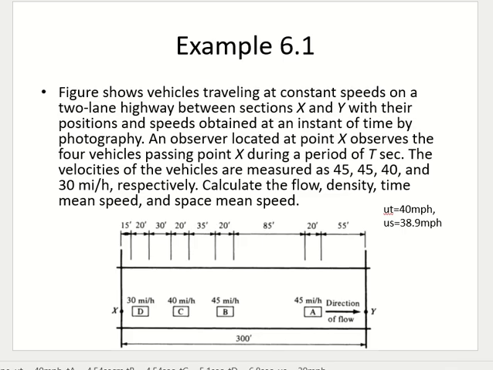Time is 0. I do not have the time, but I can give a general equation for flow in terms of time, because I don't have time. So 4... clear?